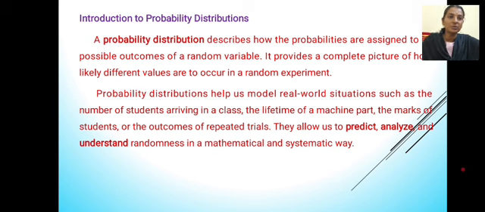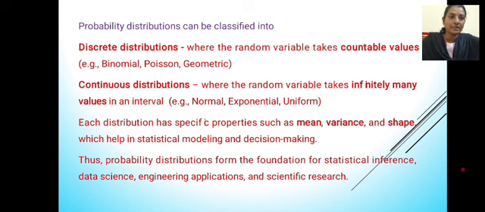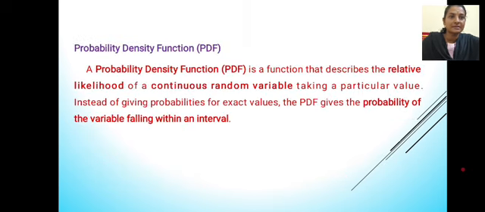Each distribution has specific properties such as mean, variance, and shape, which help in statistical modeling and decision making. This probability distribution forms the foundation for statistical inference, data science, engineering applications, and scientific research.